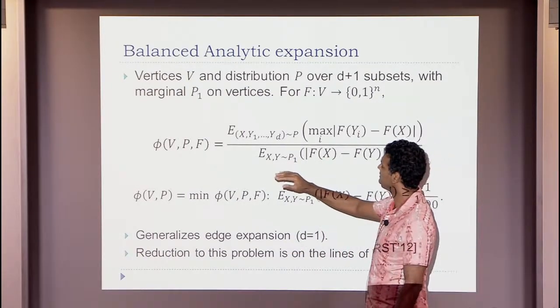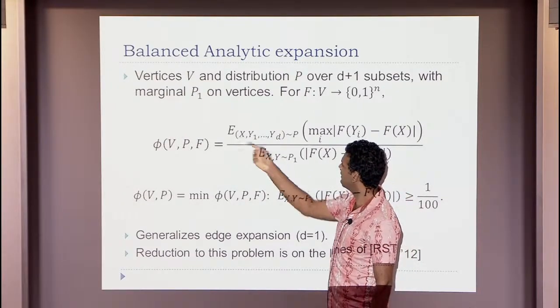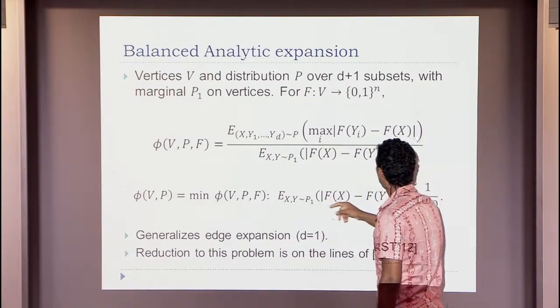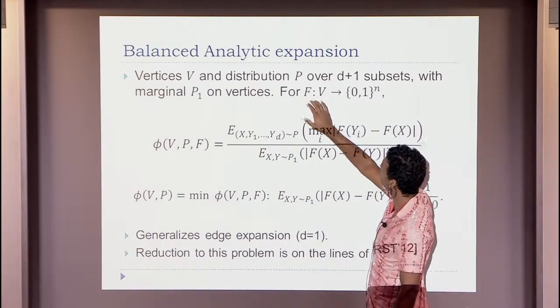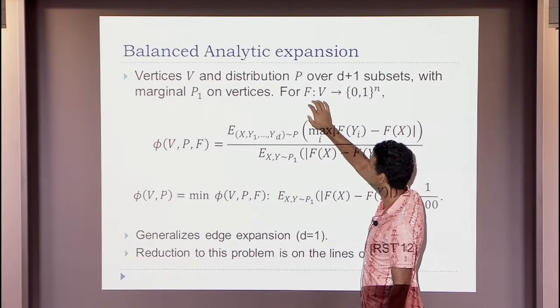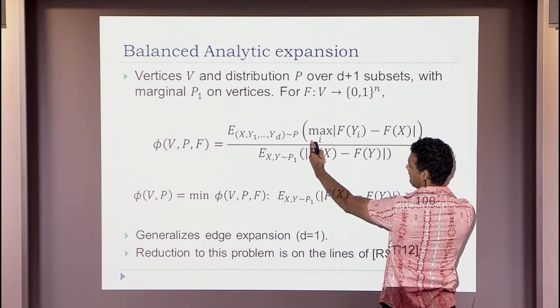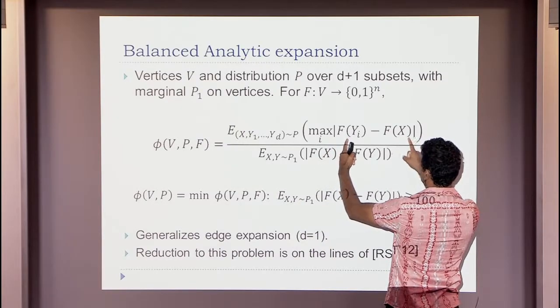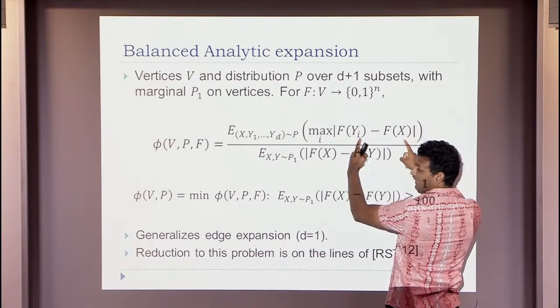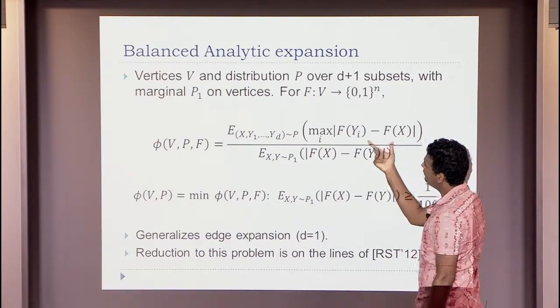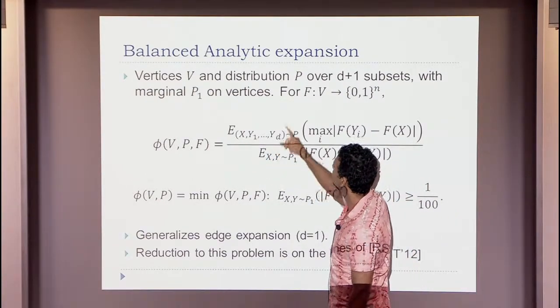First we define analytic expansion. You look at the expectation over this distribution over subsets for 0, 1 functions. So these are specifying some subset of vertices. This is a familiar term here, right? It's looking at the difference between y_i and x, the function value. Is the function different? But you're only looking at a tuple that was picked from this distribution.